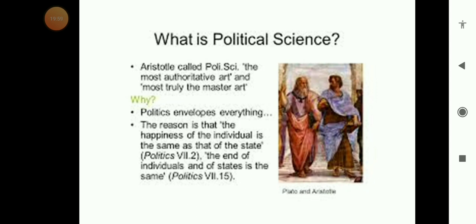Political science or politics is the art, right? The authoritative art which is above all other arts, the master art, as it has been called. That's why this subject was earlier taught only to princes and princesses. Why? Politics envelops everything. Everything comes into it. The reason is that the happiness of the individual is the same as that of the state. In Politics, Volume 2, what does he say? The end of the individual and the state is the same, that is happiness, right? Let's move further.